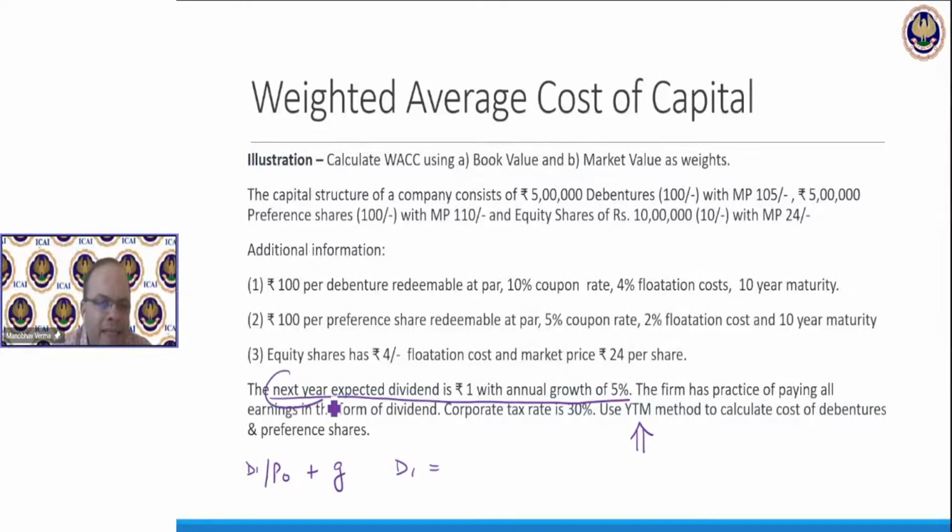Remember that next year's dividend is 1. So D1 is already given. We do not further multiply that with 1 plus G. Hence it will be 1 upon, now in this case, what would be the denominator, guys? They're giving you a flotation cost as well and market price. So 24 minus 4 is 20, and then growth rate is 0.5%. That is your cost of equity, which seems to be 10% here. I hope everyone is okay.